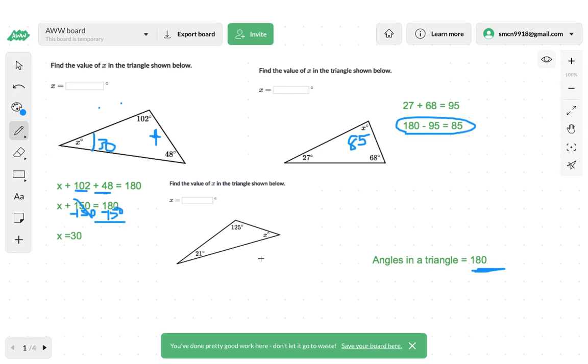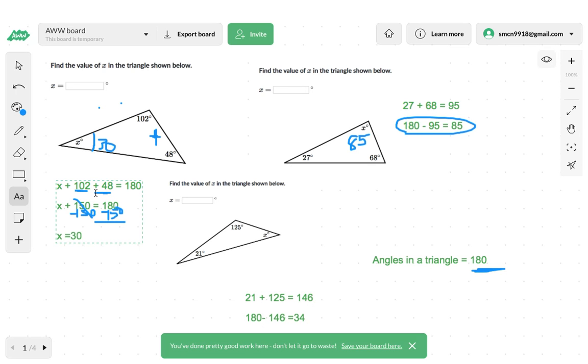Okay? So for the last one, we can do the easy way again. We can do 21 plus 125, and you will get 146. And when you subtract 146 from 180, you should get 34. Okay, so you can just do this method with the ones that I showed you with these two.